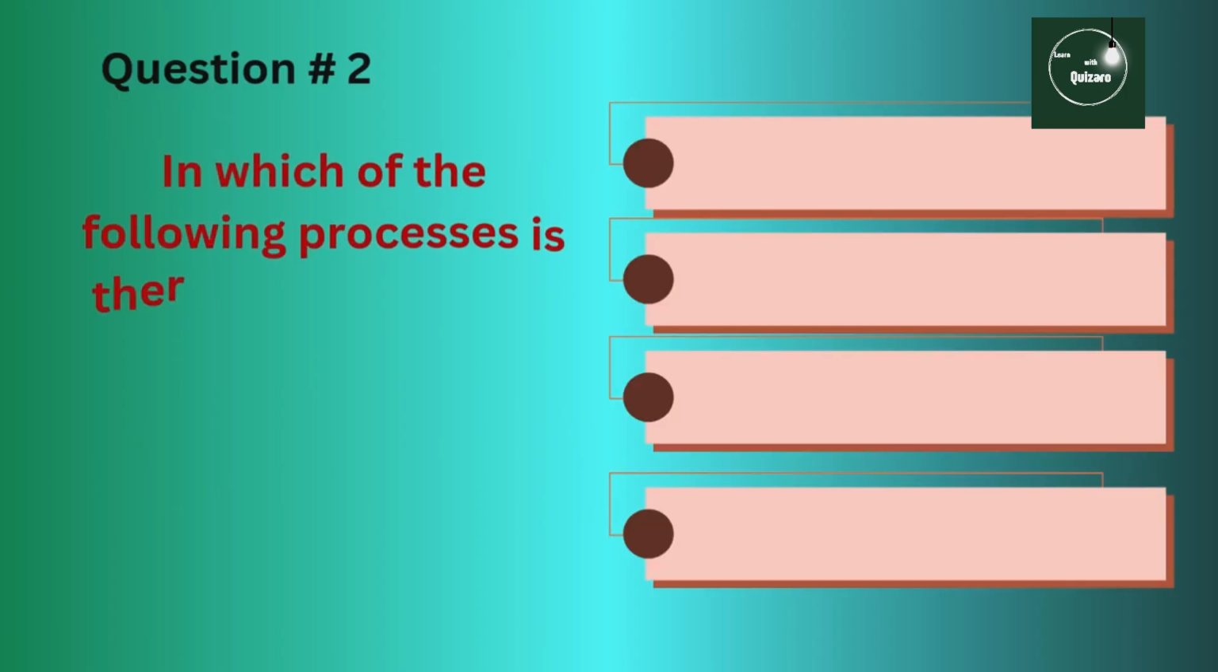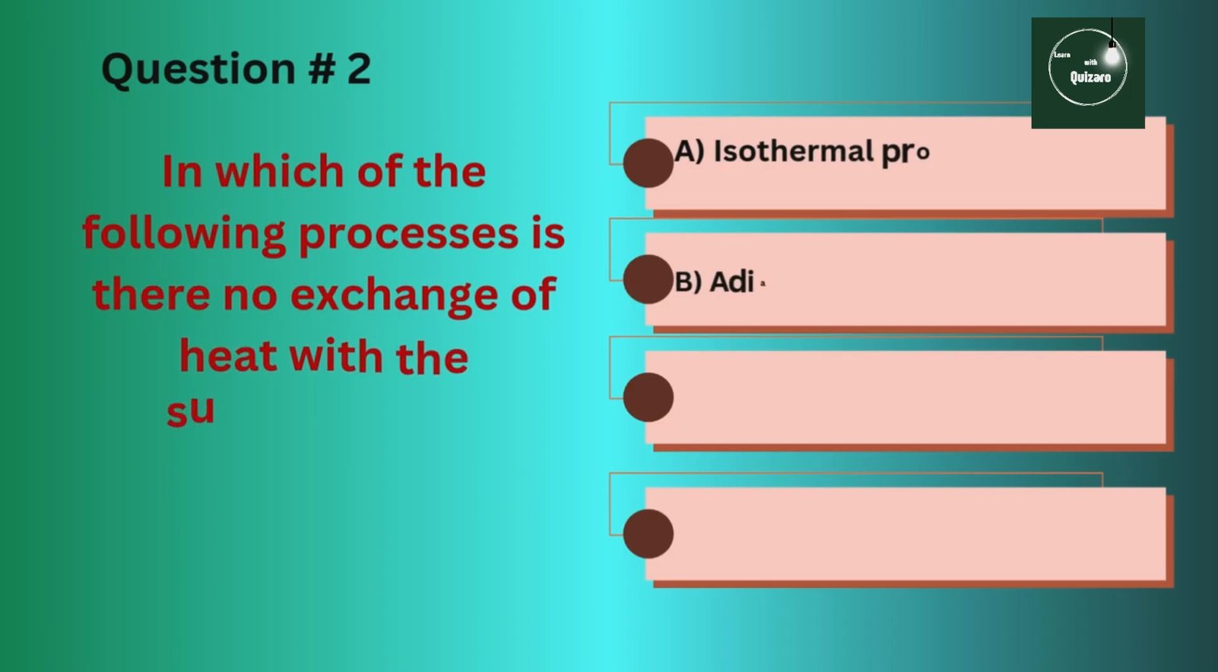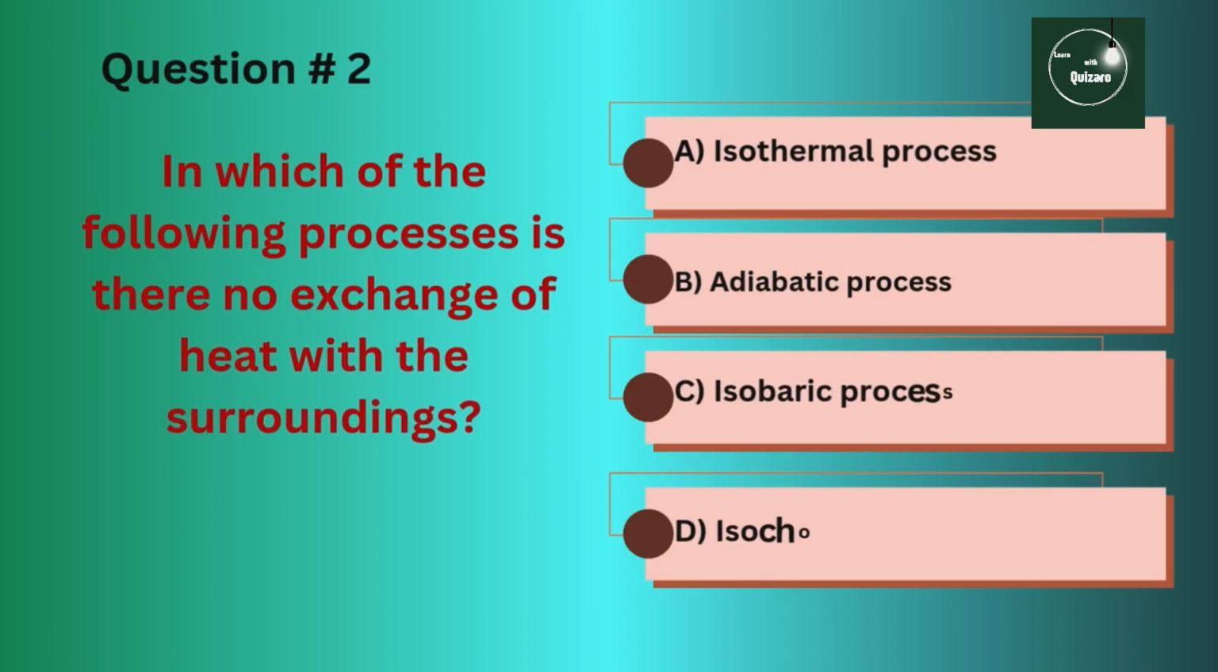Question number 2. In which of the following processes is there no exchange of heat with the surroundings? A. Isothermal process. B. Adiabatic process. C. Isobaric process. D. Isochoric process.